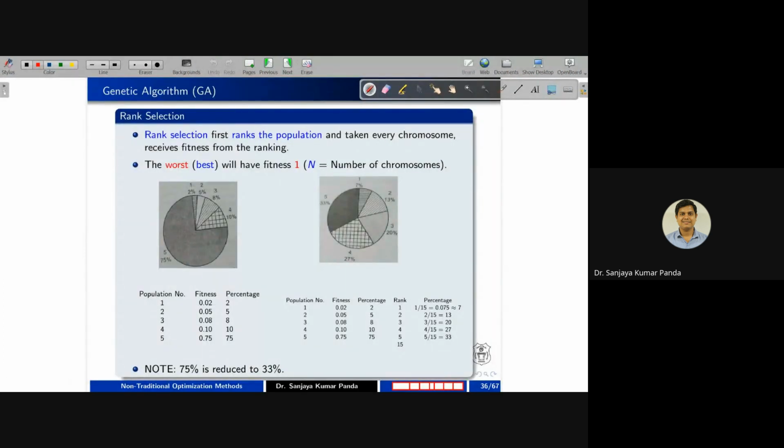Okay, and we know that in case of roulette wheel selection, there is another issue which I already. Yeah, Naveen sir, please. Sir, am I audible, sir? Yeah, please, sir. Yes, sir.